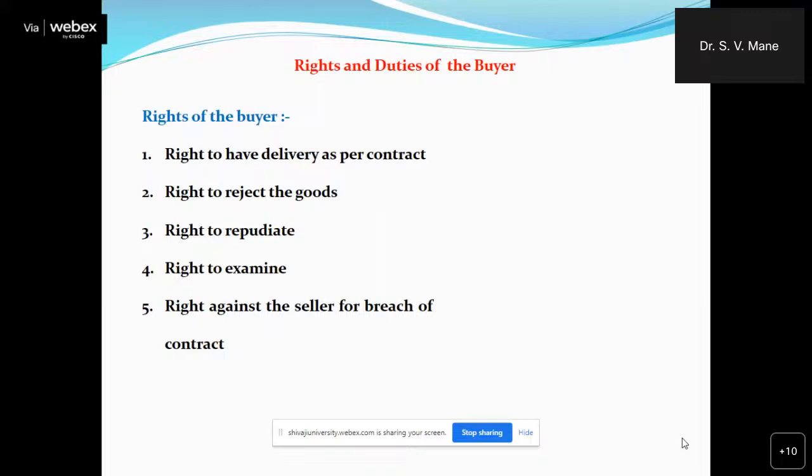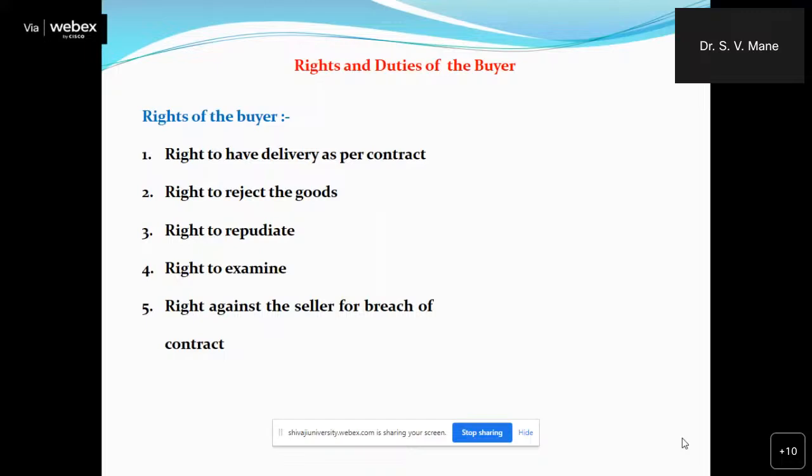Again, next is a suit for breach of warranty. If there is a breach of warranty by the seller, the buyer may file a suit for the same. So in this case also the buyer has a right to sue for breach of warranty. Then the repudiation of a contract before the due date. When the seller repudiates the contract before the date of delivery, the buyer may wait till the date of delivery, or he may treat the contract as ended and file the suit for damages for breach.